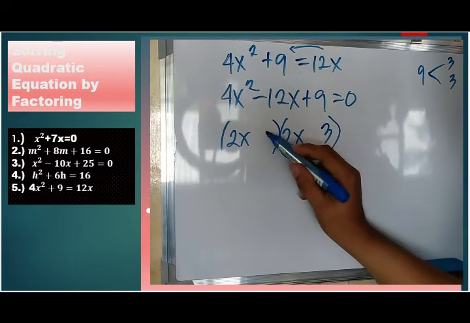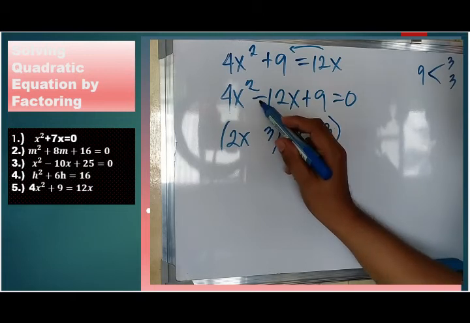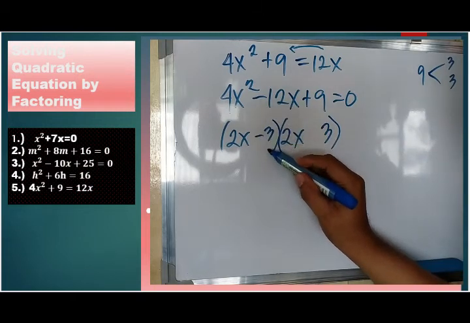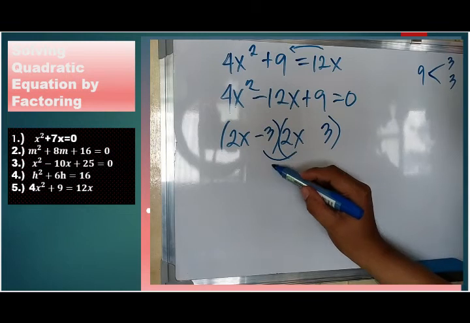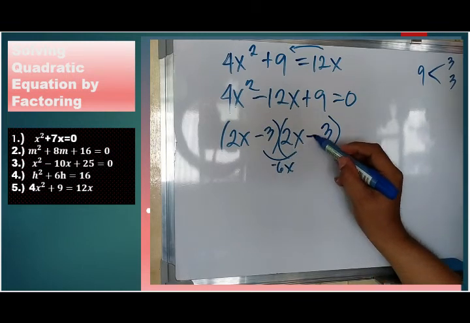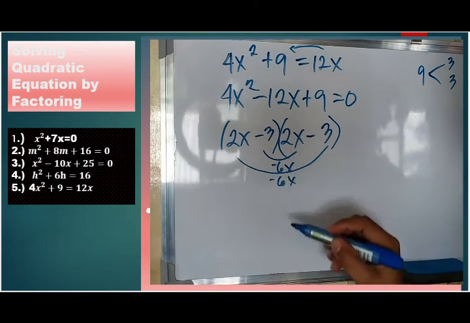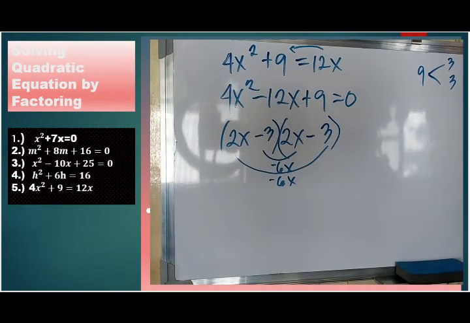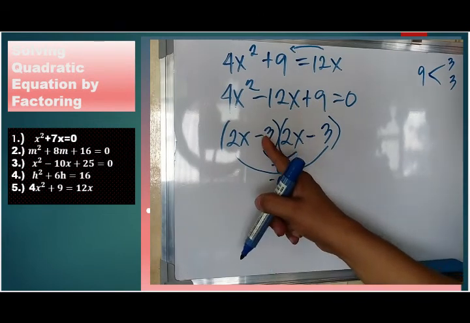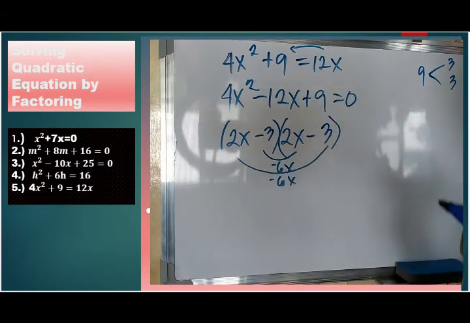Let us just try it with 3 times 3. So 3 times 3 is 9. Let's check. So since this is negative, this could be negative 3 times 2x. That is negative 6x. And then this should also be negative. That is negative 6x. So we have negative 12x. So our linear term is correct. How about negative 3 times negative 3? That is positive 9. So our constant term is also correct.